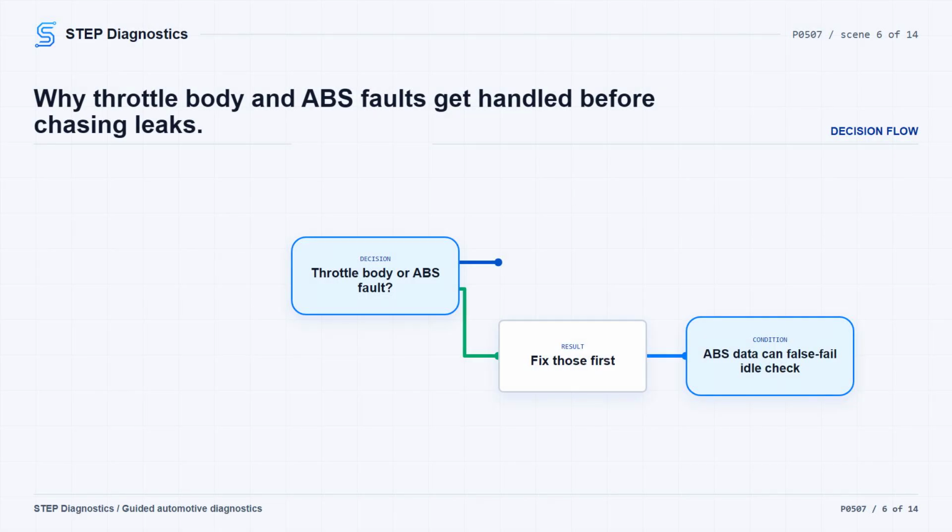Before chasing air leaks or the throttle body, look at the recorded codes. If there are active or pending throttle body faults or ABS module faults, handle those first. This matters because loss of communication with the ABS module or implausible ABS data can make the PCM default vehicle speed to 0 while driving. That can falsely fail the idle speed rationality check and set this code. If those faults are not present, move on to the PCV inspection.